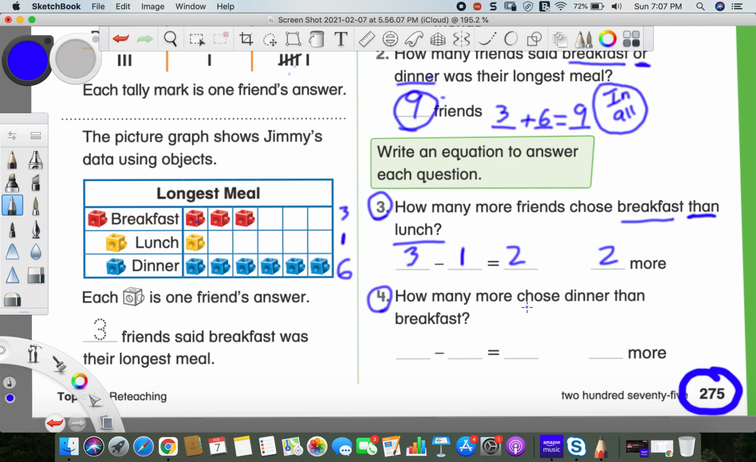Number 4. How many more chose dinner than breakfast? So you're comparing dinner and breakfast. I am not going to say any more. Go ahead and solve this one on your own.